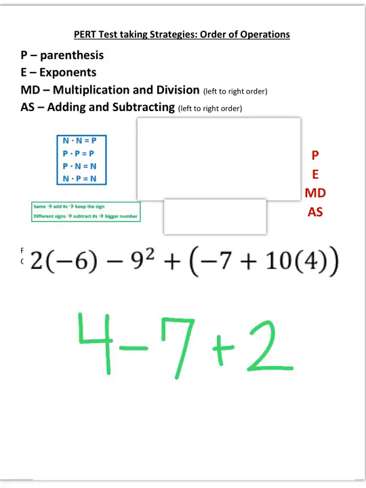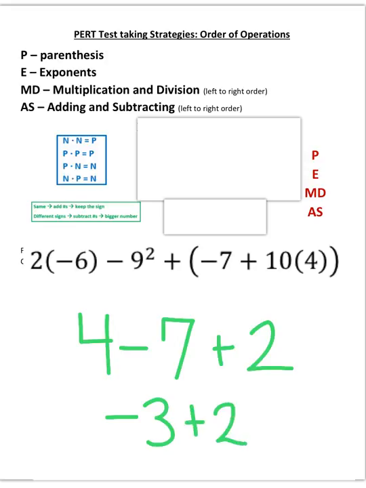The same rule applies when we have a problem that has both adding and subtracting. Even though the A does come before the S, we still have to follow left to right order, just like you read. So going from left to right, the subtraction sign comes before the plus sign. So therefore, we are going to do 4 minus 7, which is going to give us a -3, and then we add that to 2.